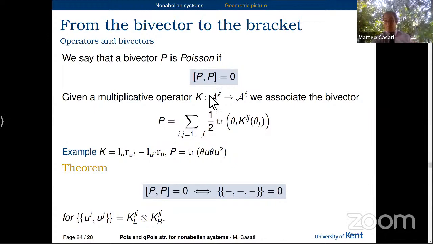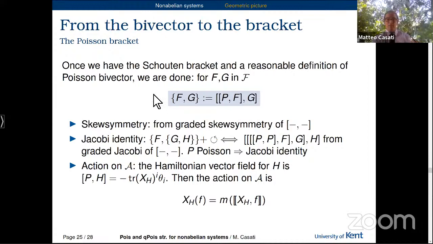So this is an identity. On the other hand, on the ground of Poisson bivectors, a Poisson bracket is defined by the double Schouten bracket of P with two local functionals. The Jacobi identity is equivalent to this multi-bracket expression. And we know that in the standard cases, we have the Schouten bracket of P with P equals zero, so the Jacobi identity holds true. The action of A is always given in terms of the action of the Poisson bivector on the Hamiltonian. So everything is given in terms of the Poisson bivector. This is going to be our main character.